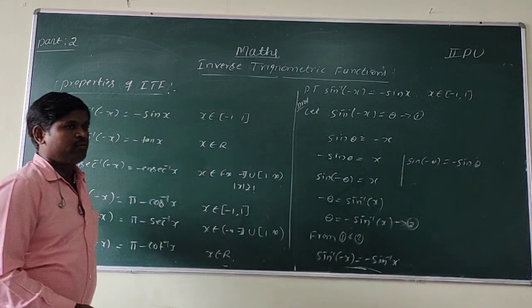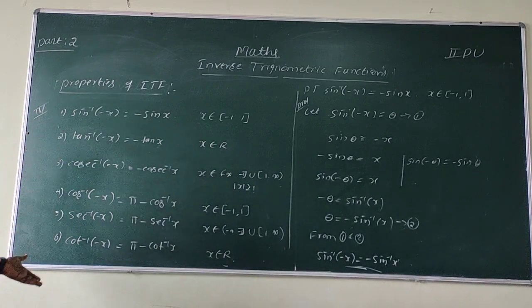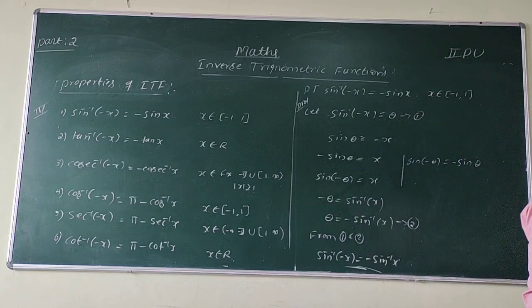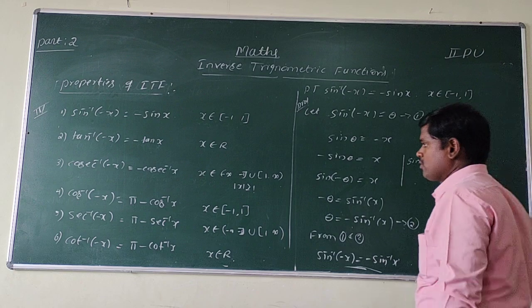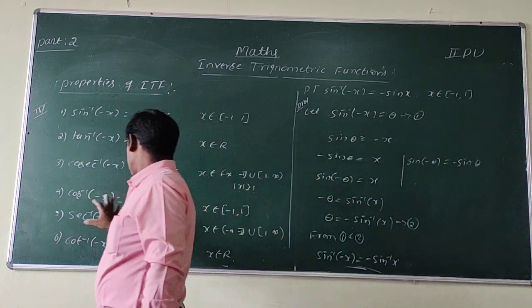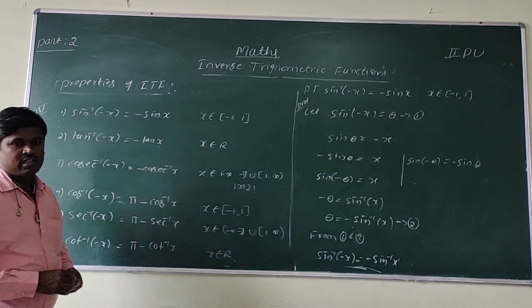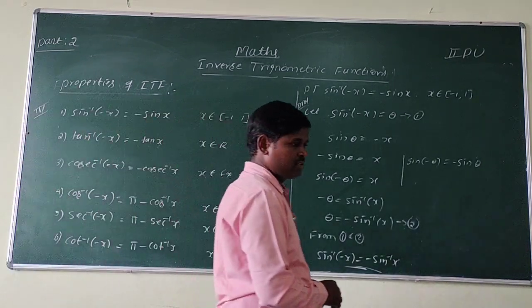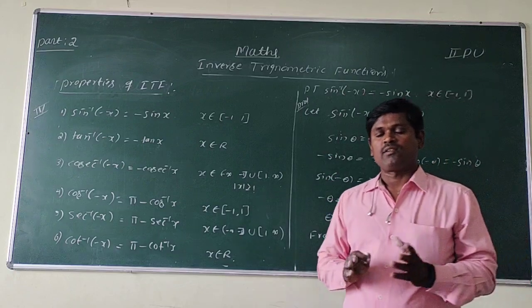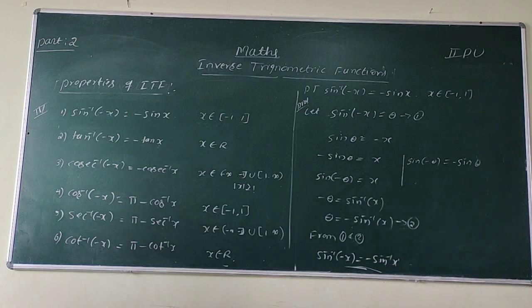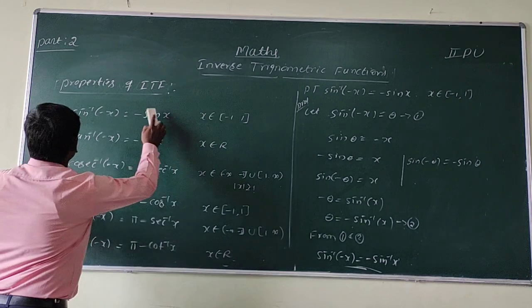Similarly, we can do the remaining properties also. Write this down. The properties are very important, and these conditions are also very important. The proofs are not important for your examination, since they are the deleted portions for this academic year.